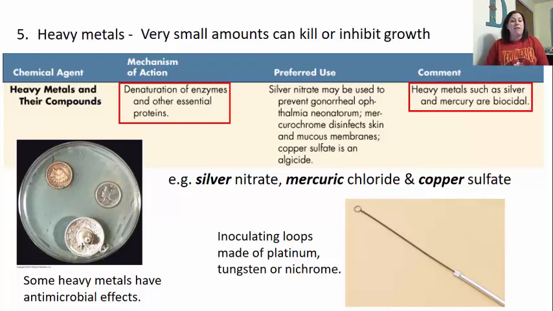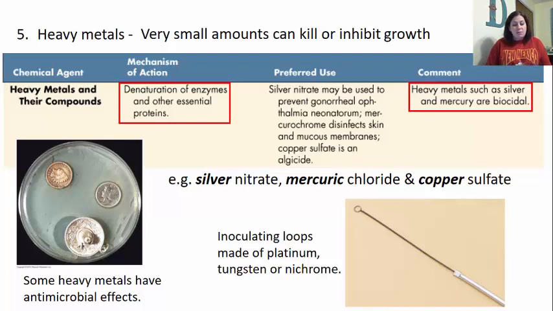Some heavy metals have antimicrobial effects. So if you look here in this example where they put coins that had different metal concentrations on the bacteria on the spread plate, you can see that some of them killed or at least inhibited the growth, whereas others didn't. Inoculating loops are made of platinum, tungsten, or nichrome. So this way it does not kill the bacteria, because if you use something that had silver, copper, or something like that, it would kill the bacteria before you could transfer it over.